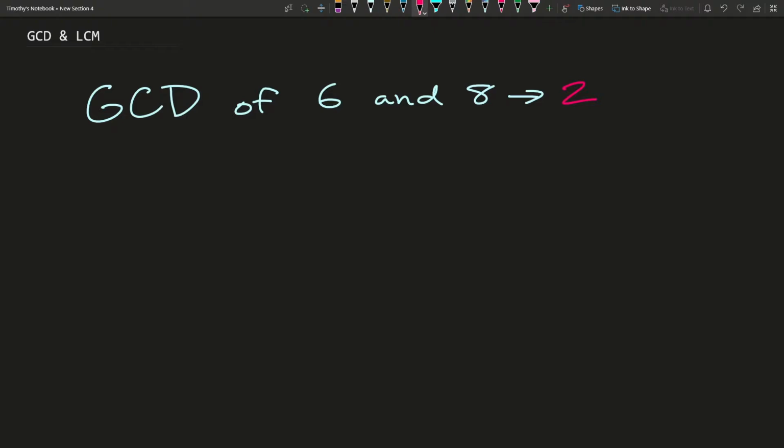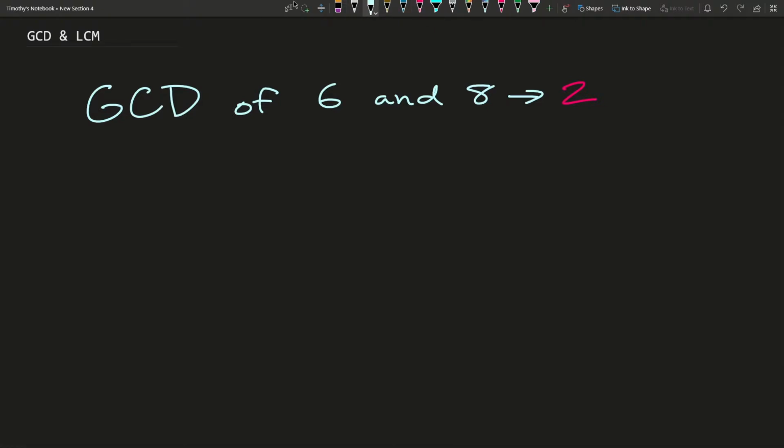Is it 5? Well, 5 doesn't evenly fit into 8. Let's think about 4. Well, 4 does evenly fit into 8, but it doesn't evenly fit into 6. Then let's look at 3. 3 doesn't work. It only works for 6. Then look at 2. And for 2, we should notice that it's going to evenly fit into both numbers. For 6, it's going to fit 3 times, and for 8, it's going to fit 4 times.